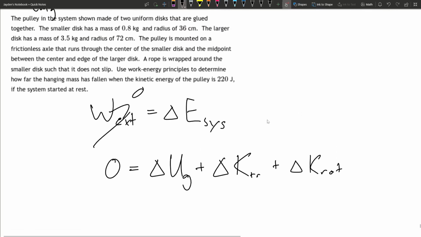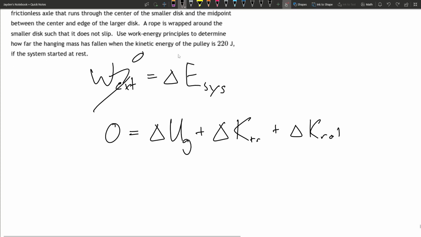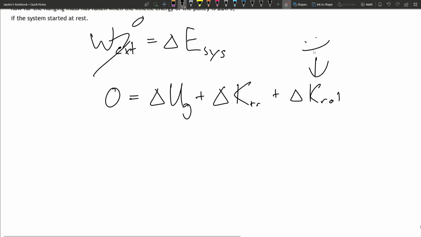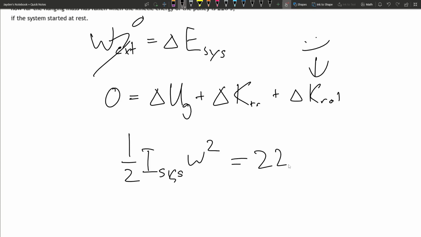In this case, they gave us the radius and mass of the two disks that are being rotated, and they also gave us the kinetic energy of the pulley. The kinetic energy of the pulley is 220. So what is K rotational? K rotational is equal to 1/2 I system omega squared, which is equal to 220.